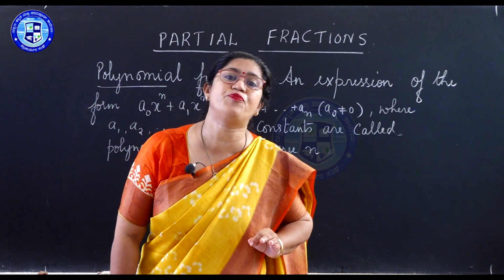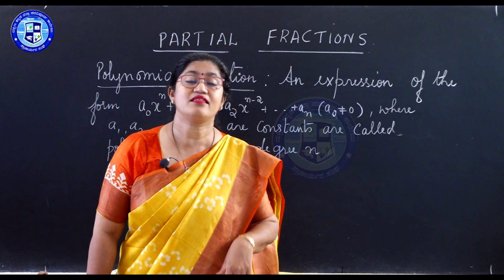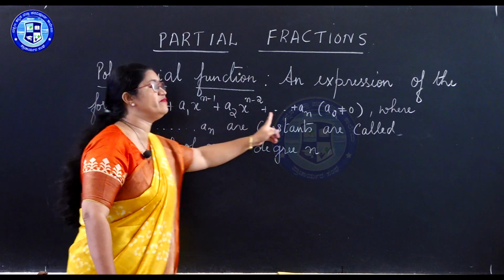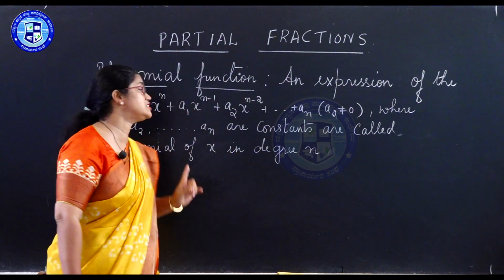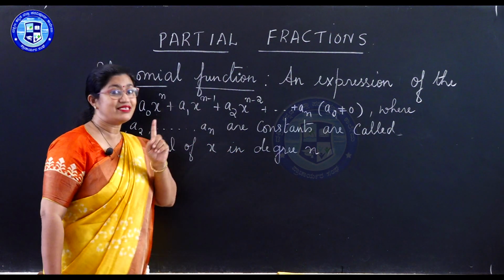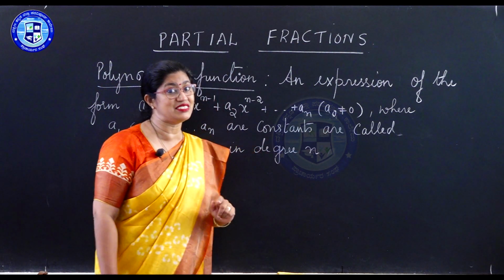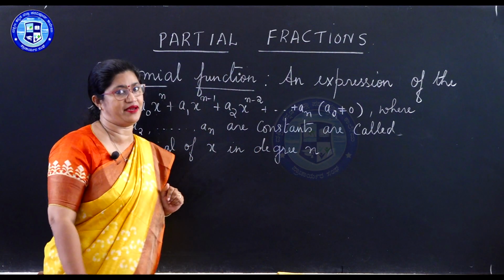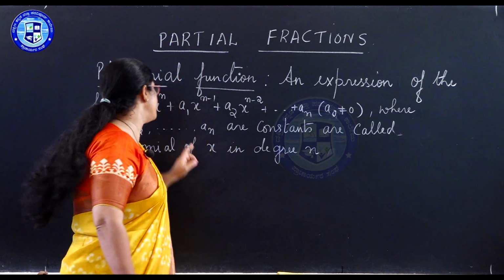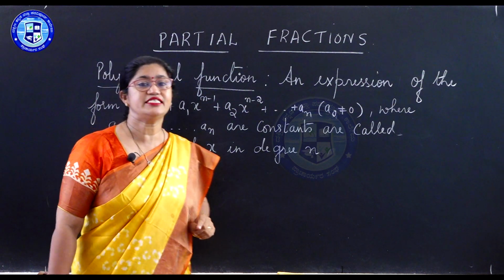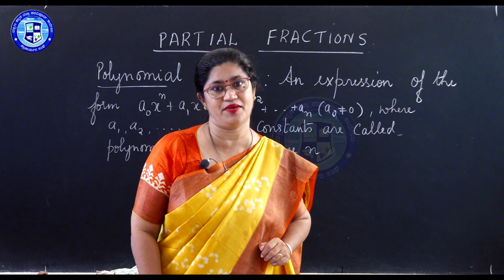Now the degree of a polynomial is nothing but the highest power of x. So among all the powers of x, the highest power of x is n. That's why we said A0 should not be 0. If it was 0, then the highest power would not be n. So the highest power of x, that is n here, is called the degree of a polynomial.